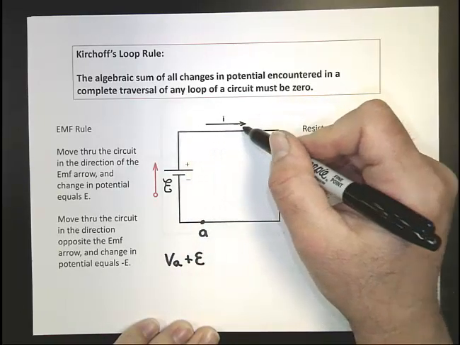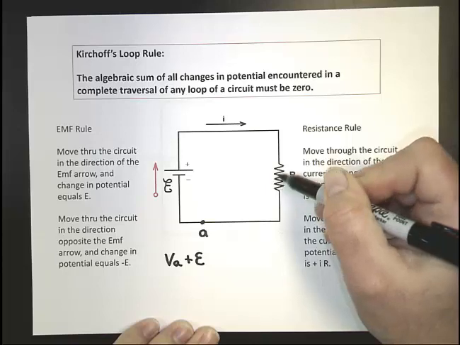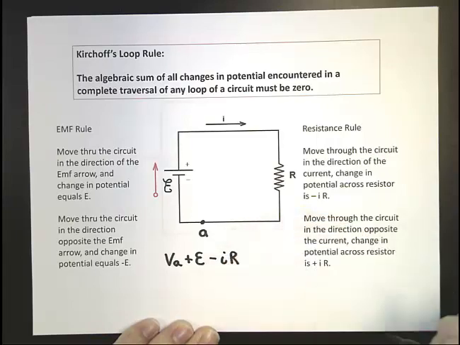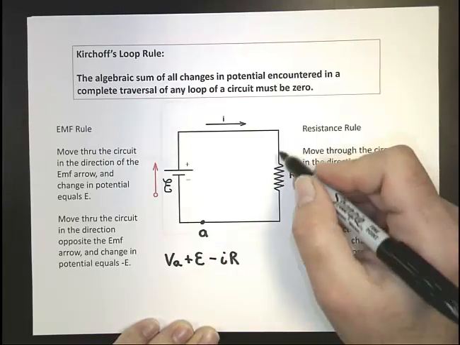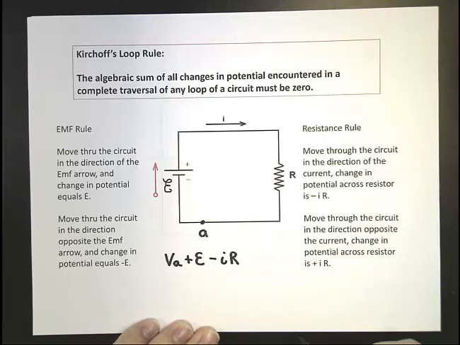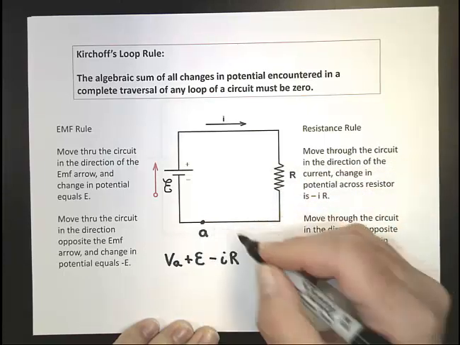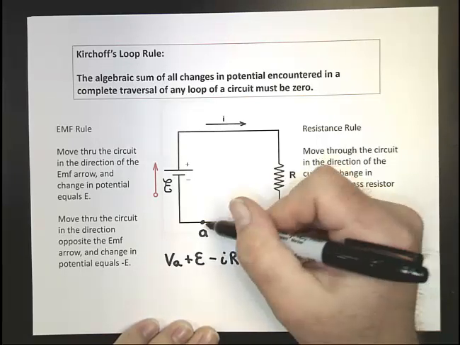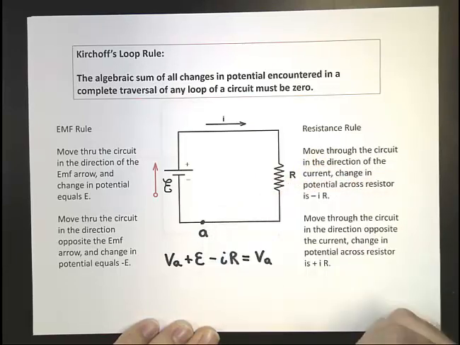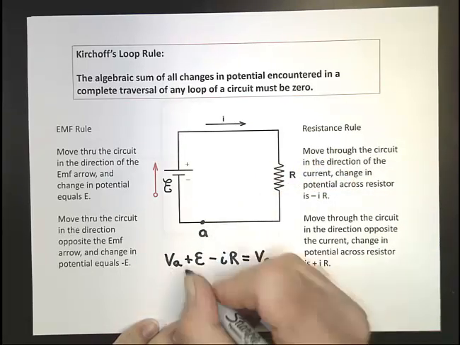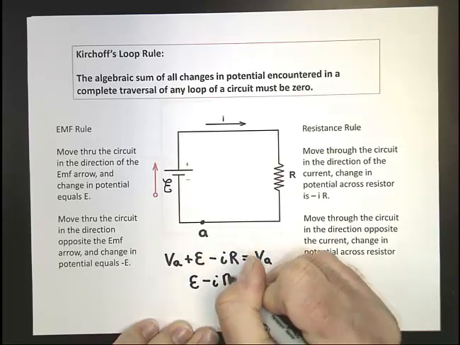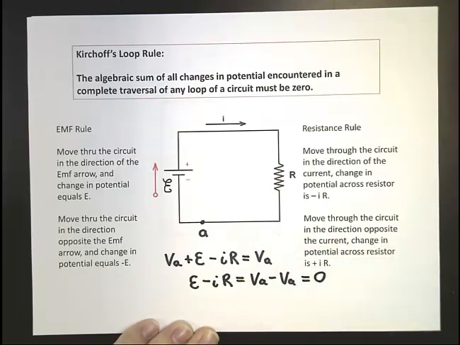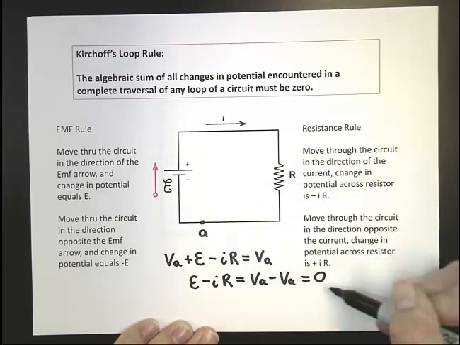Then as the little guys go around, they encounter a resistor, and that's going to take energy away. So we say minus IR. Again, from Ohm's law, V equals IR, so the potential drop is I times R right there. Then we're coming back to A. Now, the potential at A must equal the potential at A. So if I subtract V sub A from both sides, I better get 0, because the potential difference between A and itself should be 0.